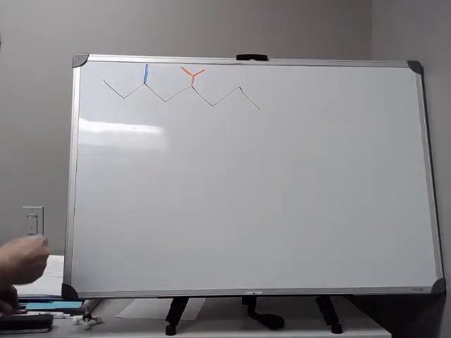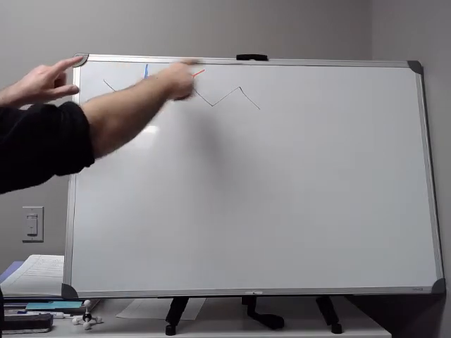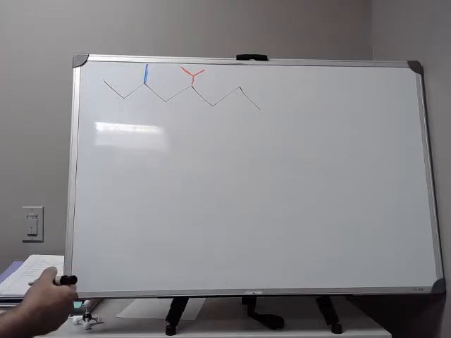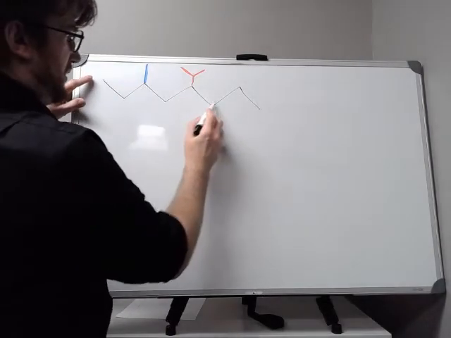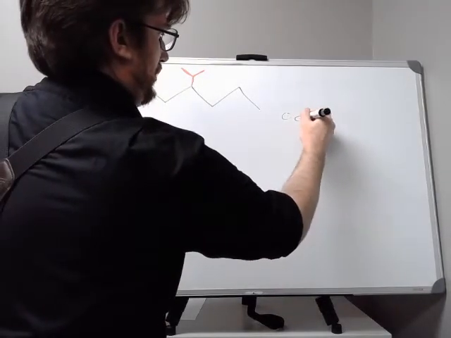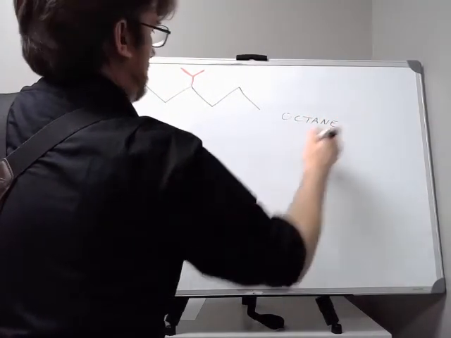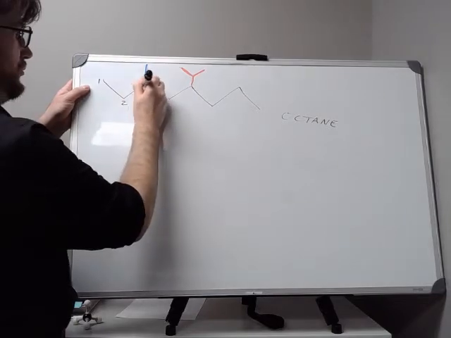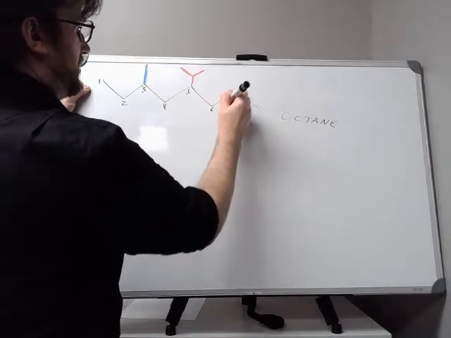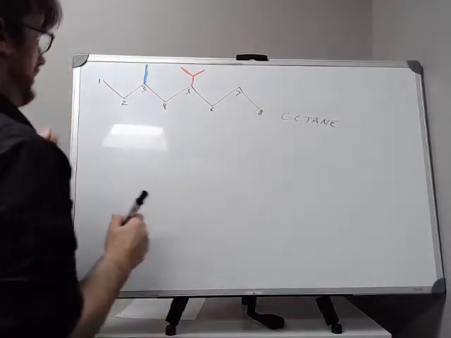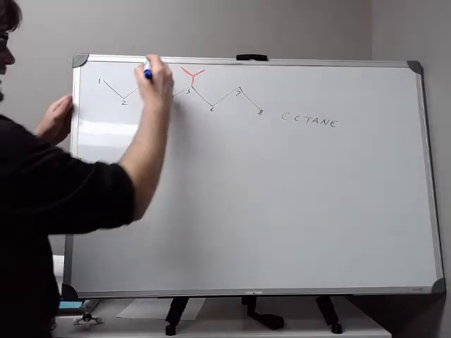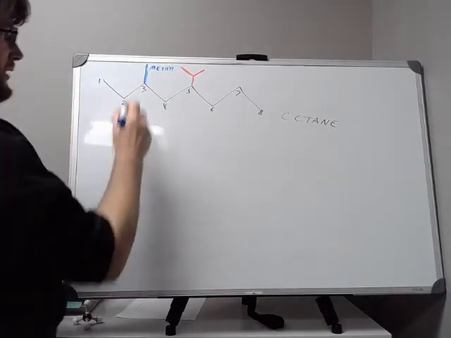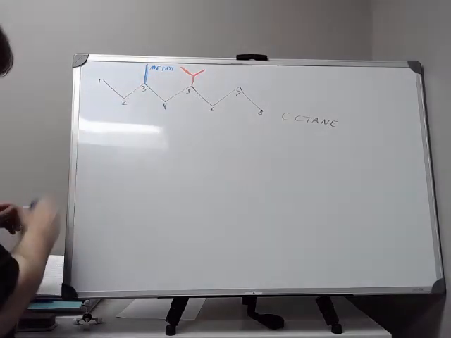So in this example, the branches aren't really drawn to scale because I've run out of room. But we have 1, 2, 3, 4, 5, 6, 7, 8. And so this will be another octane. And we'll go ahead and number it. 1, 2, 3, 4, 5, 6, 7, 8. And this time we have another methyl, because we have this single carbon here, so it's a methyl group.